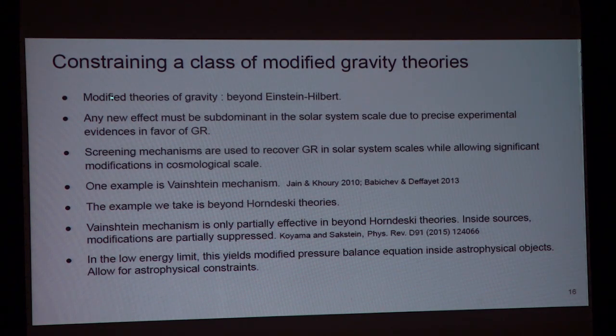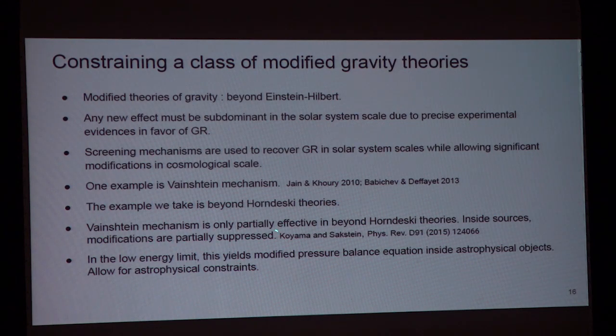of modified gravity theories, the beyond Einstein-Hilbert theories. Here you need to have screening mechanisms, which are used to recover GR at solar system scales, because these are very precisely determined. One example is Vainshtein screening, which is followed in the beyond Horndeski theories. And what was discovered, quite surprisingly, is that this Vainshtein mechanism is only partially effective in these beyond Horndeski theories.